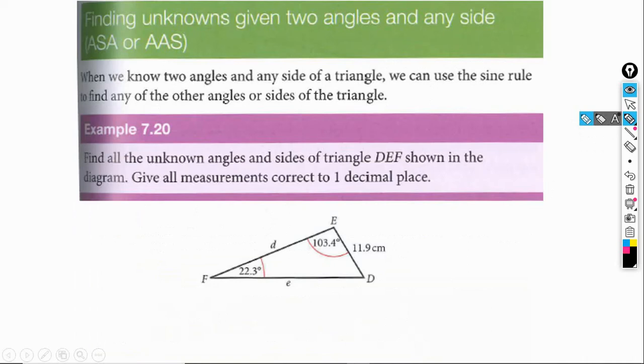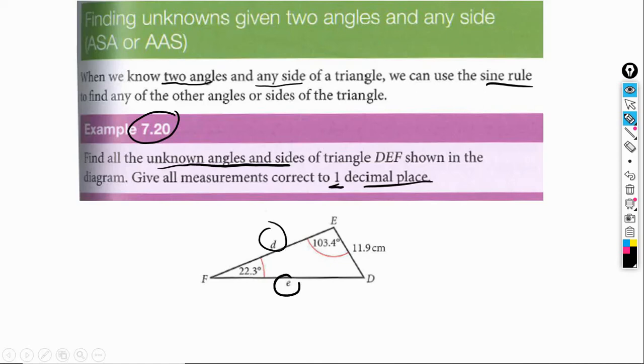And here we have that when we know two angles and any side of a triangle, we can use the sine rule to find any of the other angles or sides of the triangle. So example 7.20 is exactly about that, where they ask us to find the unknown angles and sides of triangle DEF shown in the diagram. Give all answers correct to one decimal place. Okay. So they want us to find the missing side lengths, which would be D and E, and the missing angle D. So let's start with the angle D.